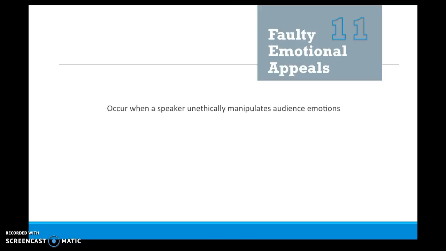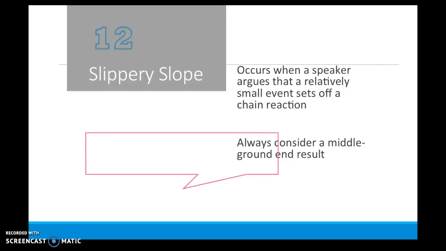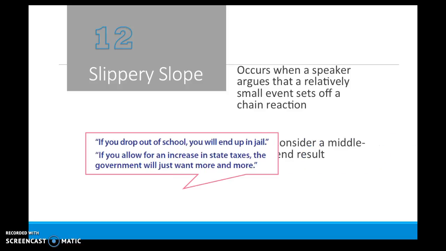Faulty emotional appeals. These use only emotional appeals or unethically manipulate an audience's emotions to get them to accept the claim. Don't rely on just pathos. Slippery slope. This occurs when a speaker argues that a relatively small event sets off a chain reaction. So always consider a middle ground. Here's an example. If you drop out of school, you'll end up in jail. If you allow for an increase in state taxes, the government will just want more and more. Again, these are slippery slope fallacies.